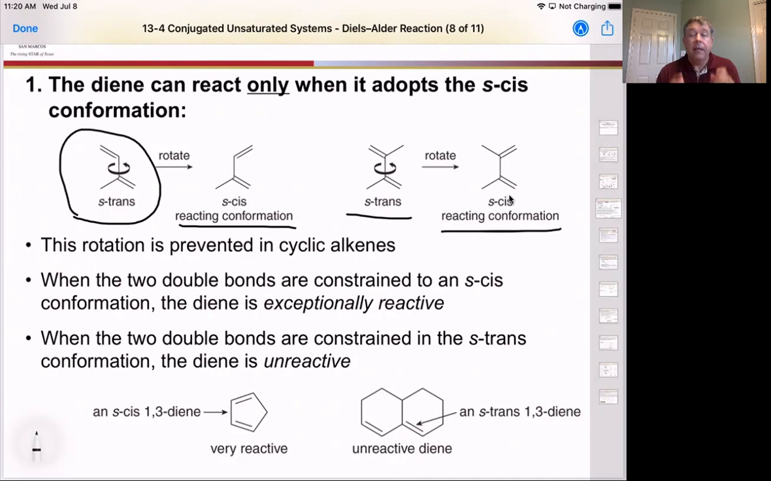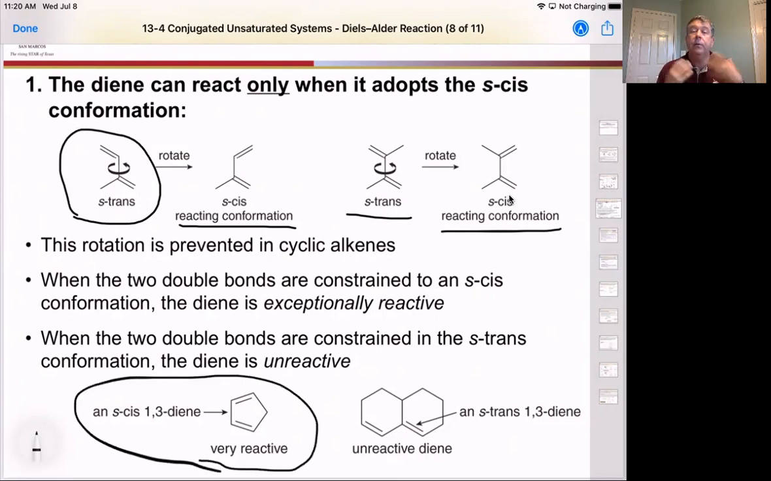Okay, now if you have a substrate that's locked into that s-cis, like these cyclic compounds right here, they are exceptionally reactive because you don't have to worry about rotation. You don't have to wait for it to take on that s-cis configuration, and they are much more reactive. However, if you have them locked in a system where they cannot achieve that s-cis, then they do not react as dienes in the Diels-Alder reaction.